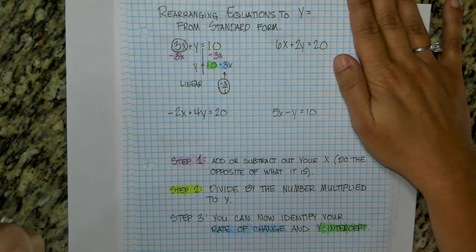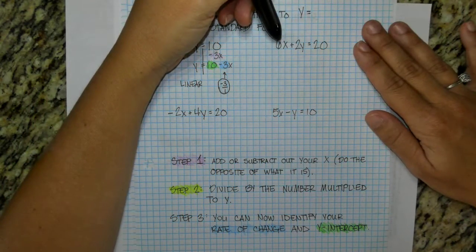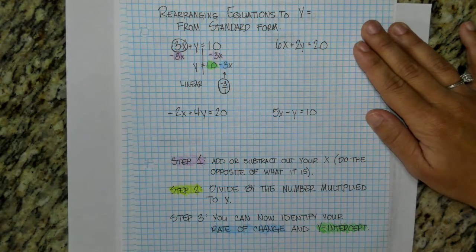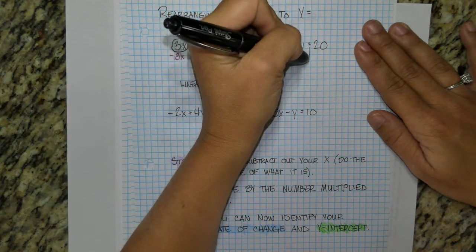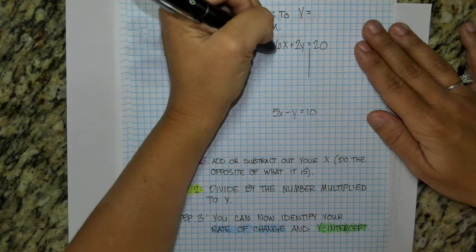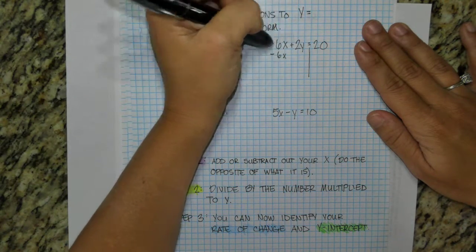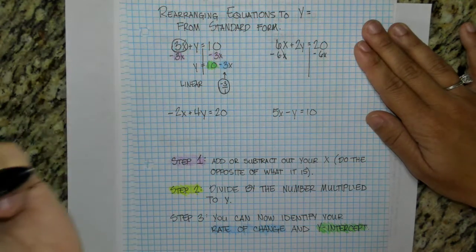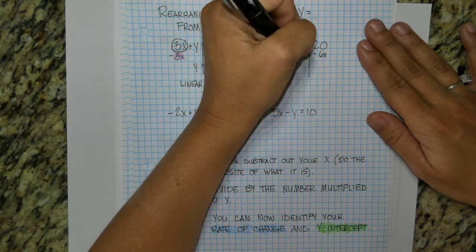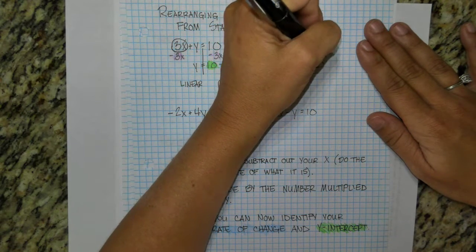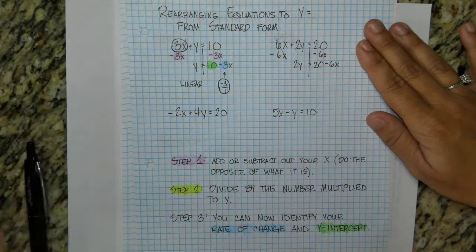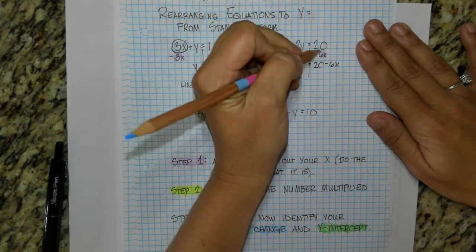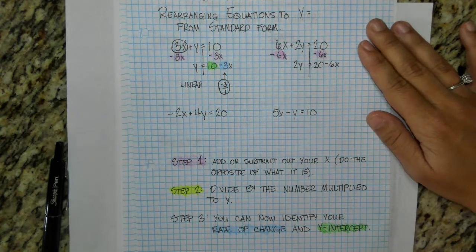Okay, looking at number 2. I've got 6x plus 2y equals 20. Step 1 says I need to add or subtract out my x. I'm going to draw a line down the equal sign. And so I'm going to subtract out 6x because it's currently a positive. Subtract out 6x, cancels that out. And I'm left with 2y equals 20 minus 6x. So I'm just going to color what I did. I just did step 1 and rewrote the equivalent form.